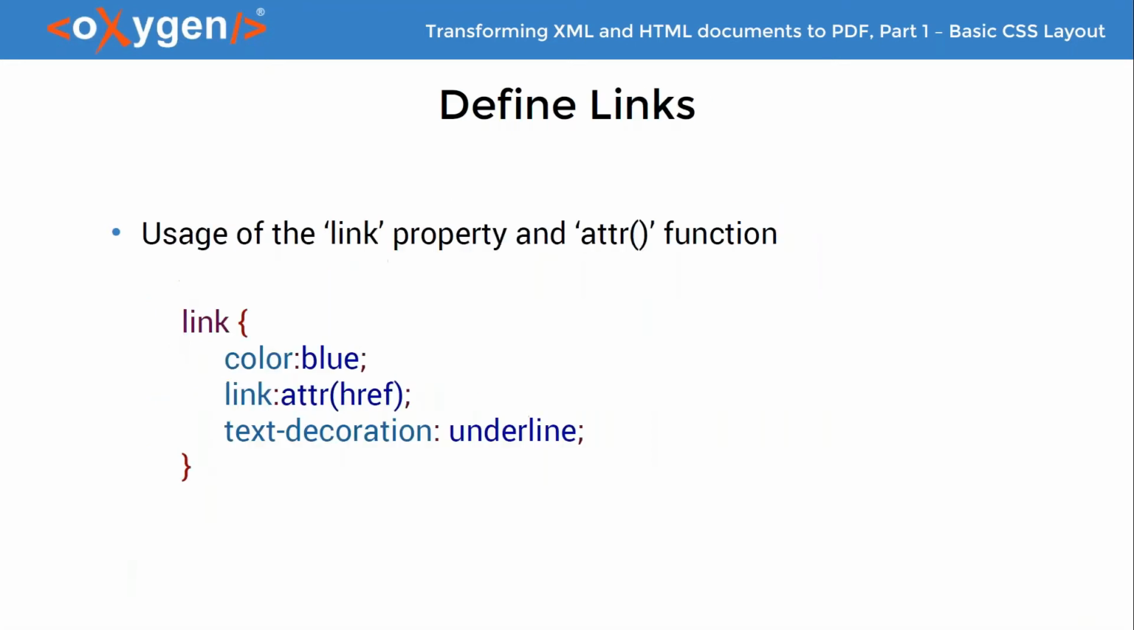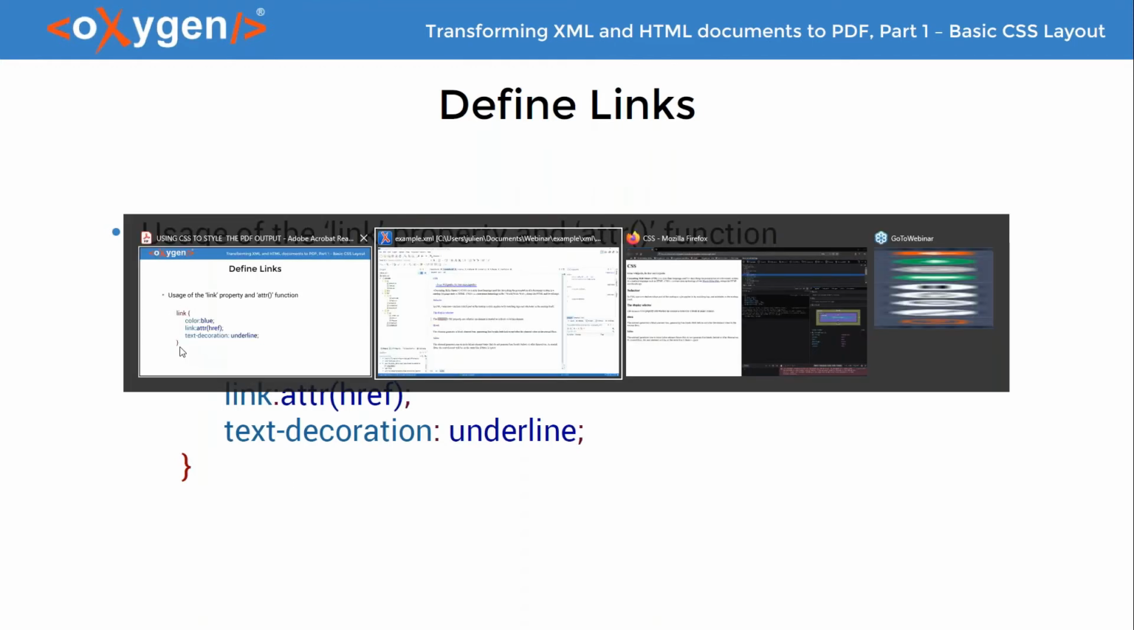Let's move further and go to links. Maybe not all of you know that you can define a link directly in CSS, and you can use for that the link property, which is here, and the attribute function, which will give the target to the link. So I will use exactly this selector in my document.